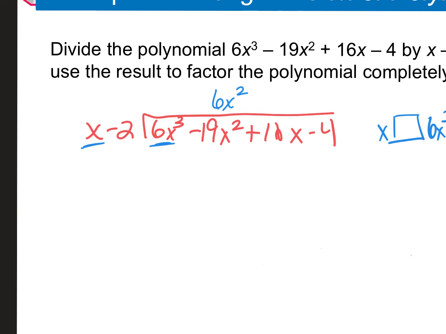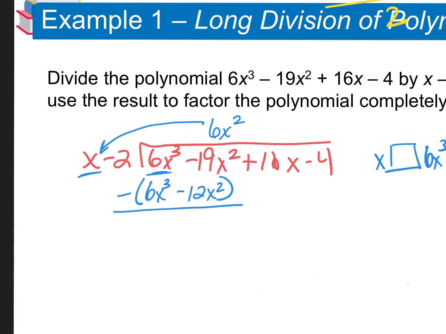What did I do with the 3, guys? We went 3 times 3 was 9, right? So we're going to multiply. 6x times x is 6x cubed. 6x squared times negative 2 is negative 12x squared. Agreed? And I have to subtract. Now, guys, when you subtract polynomials, this is the same thing as saying 6x cubed minus 19x squared minus 6x cubed minus 12x squared. What do I have to do with this subtraction sign?